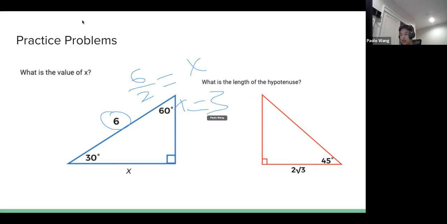So then this is x, so this is then equal to 3 times root 3, x times root 3, so it's equal to x root 3.